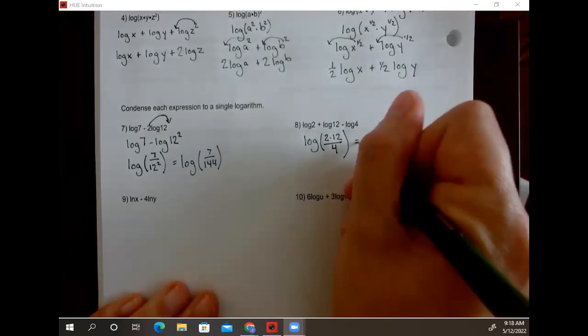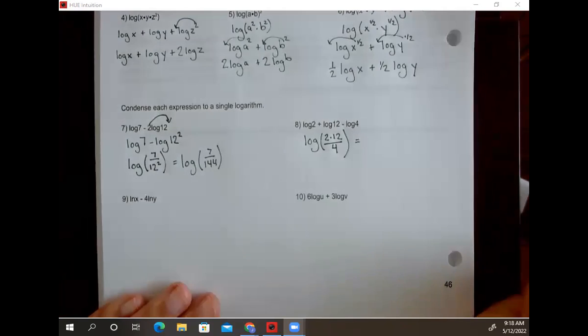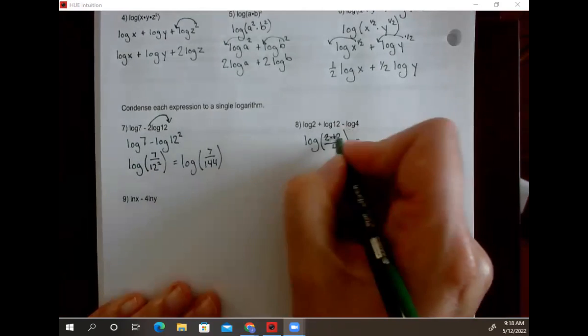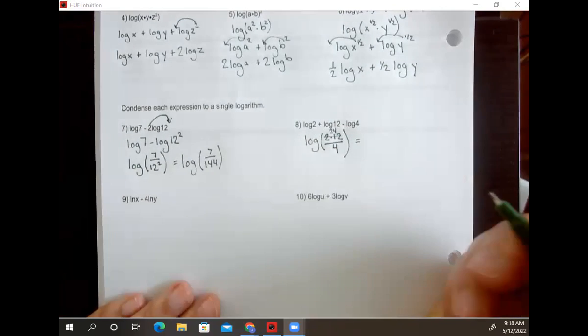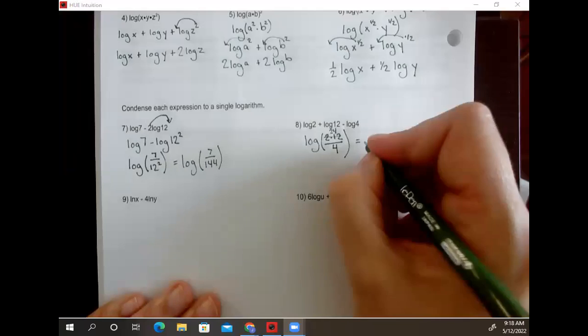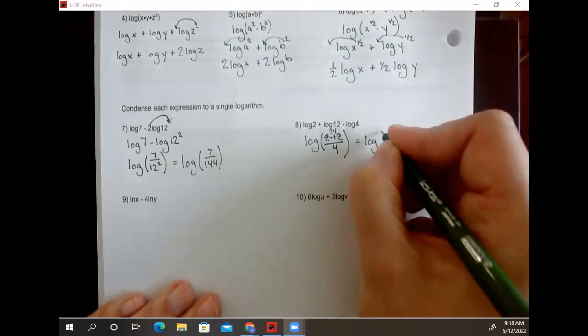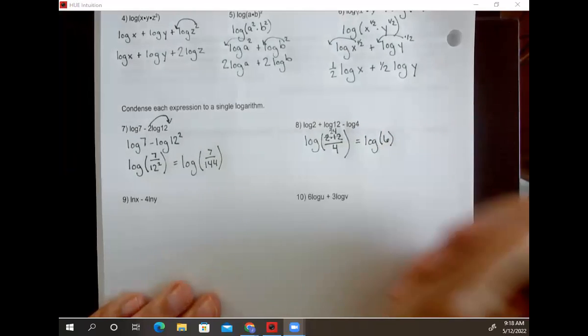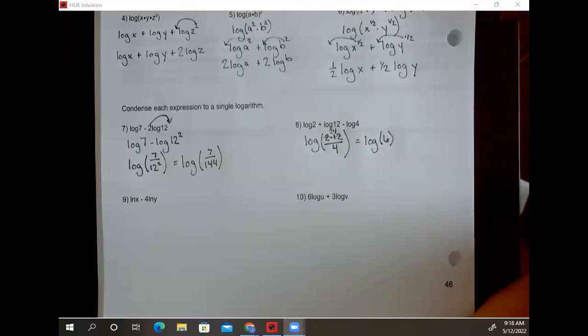And then again, since we're dealing with actual numbers here, if I want to tidy this up, I can. On the top, 2 times 12 is 24. And then 24 divided by 4 would give me 6. This is just the log of 6.